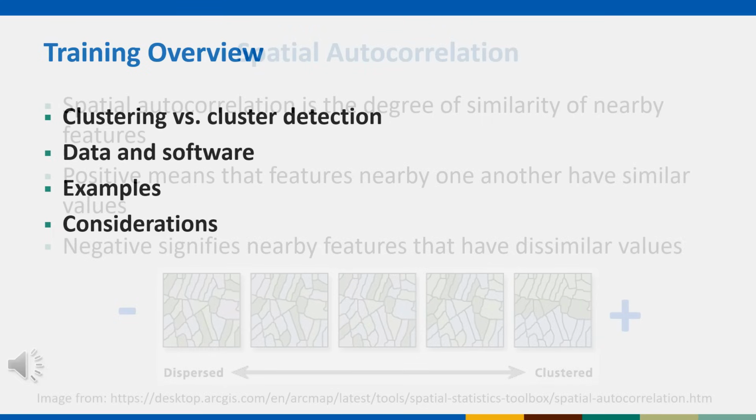Spatial Autocorrelation. Spatial autocorrelation is the degree of similarity of nearby features. Positive means that features nearby one another have similar values. Negative signifies nearby features that have dissimilar values. The images show distributions of small green and blue shapes, on a scale from dispersed, with a minus sign, to clustered, with a plus sign.